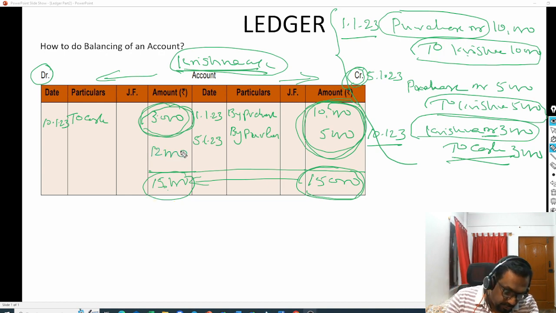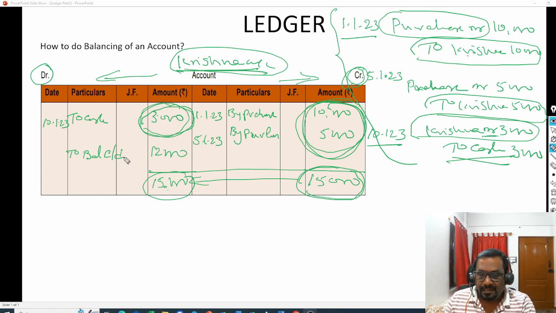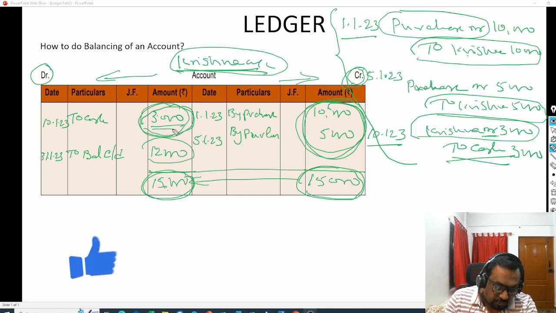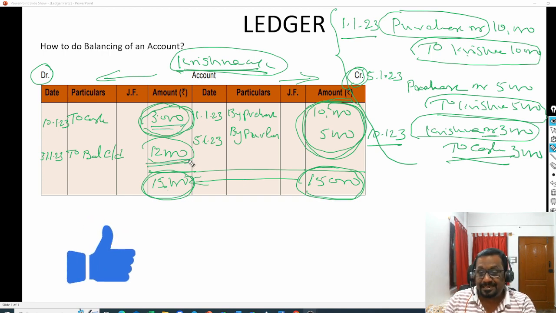And what you need to do here is to balance, carry down. When do you do this? Either month end or whenever you do the balancing, that day's date you need to put. Let us say I'm doing this on month end. So 31st January 23, I did to balance carry down 12,000. How did I get this 12,000? This 15,000 minus 3,000 is equal to 12,000. This is the balance I have.